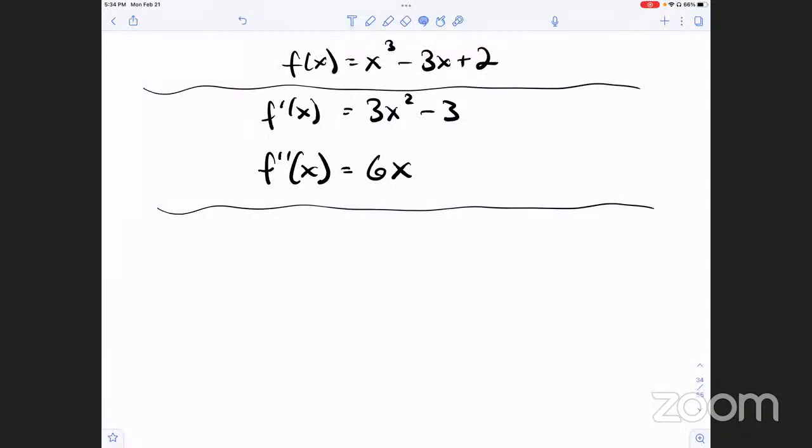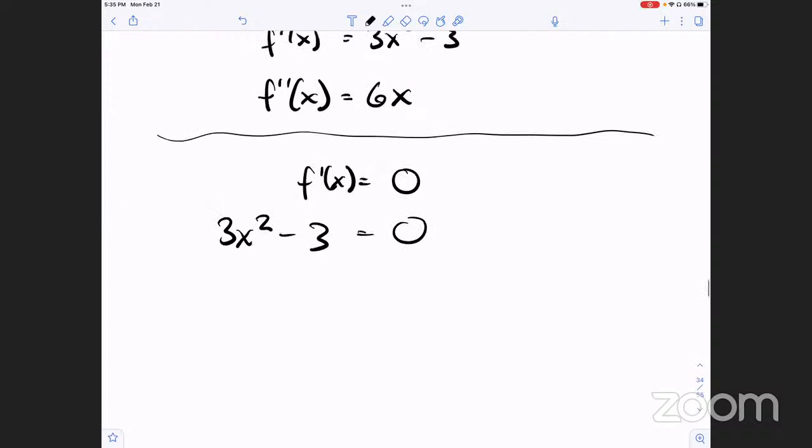So we want to find our critical values when the first derivative is 0. That's going to be our relative max and relative min. So that means we're going to, again, set f prime of x equal to 0. So we have this 3x squared minus 3. We want to set that equal to 0 and solve.